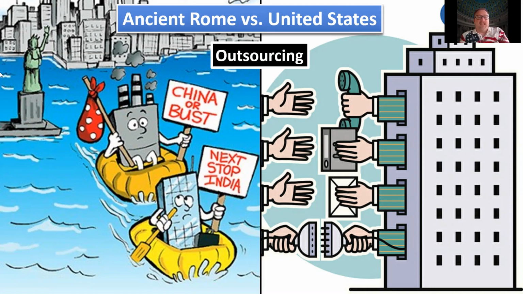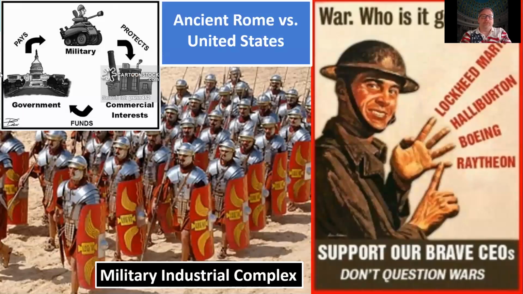Ancient Rome even made the mistake of outsourcing their weapons production. So when their army needed new, updated weaponry, they had a difficult time getting it. They outsourced a lot of their work.